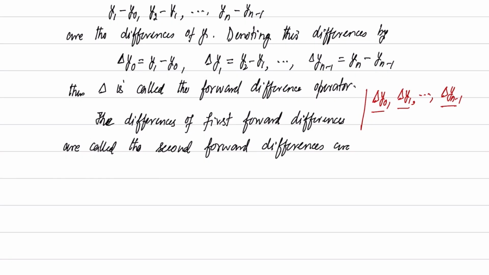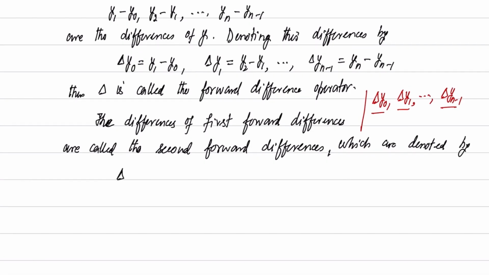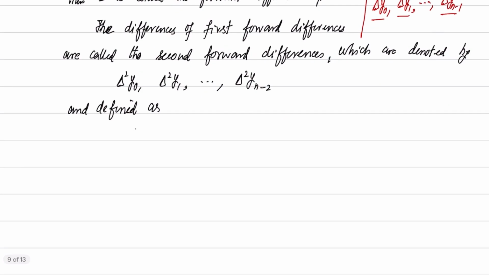The second forward differences are denoted by del square y0, del square y1, so on, del square y n minus 2, and defined in this way. First we have del square y naught, which is equal to del y1 minus del y naught.